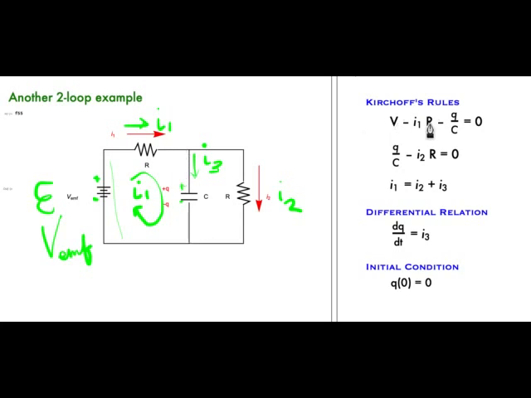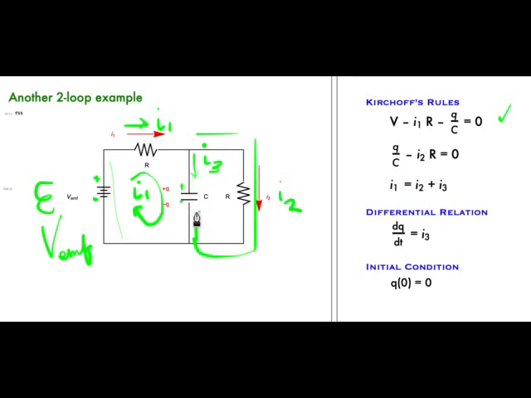So V minus I1R minus Q over C is 0. So that's one of our equations. Now I have another loop equation, and I could use this as the loop because this has only two circuit elements. The change in potential across the capacitor in this direction, because now I'm going around the loop in this direction, I'll calculate the change in potential from here over to here, down to here, and back to here. So I'm going around the loop in the clockwise direction.